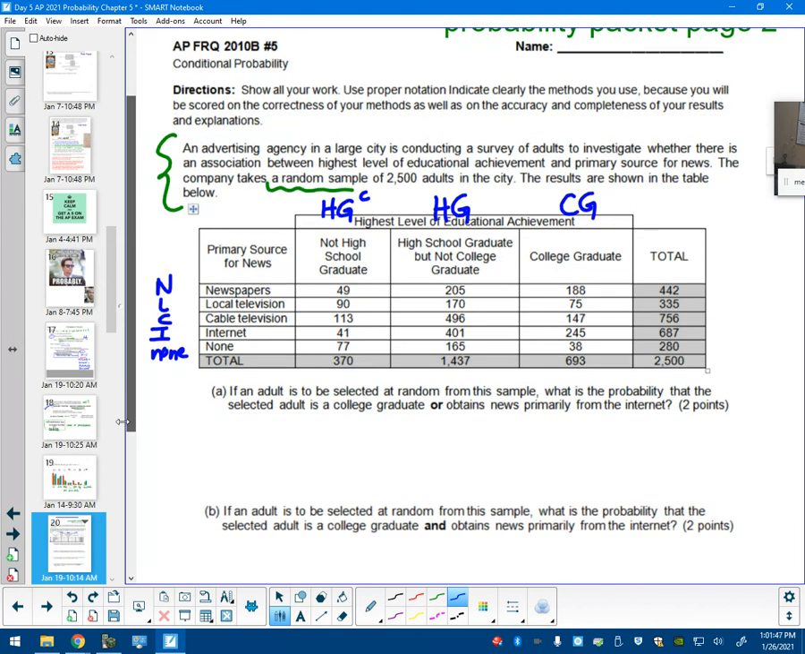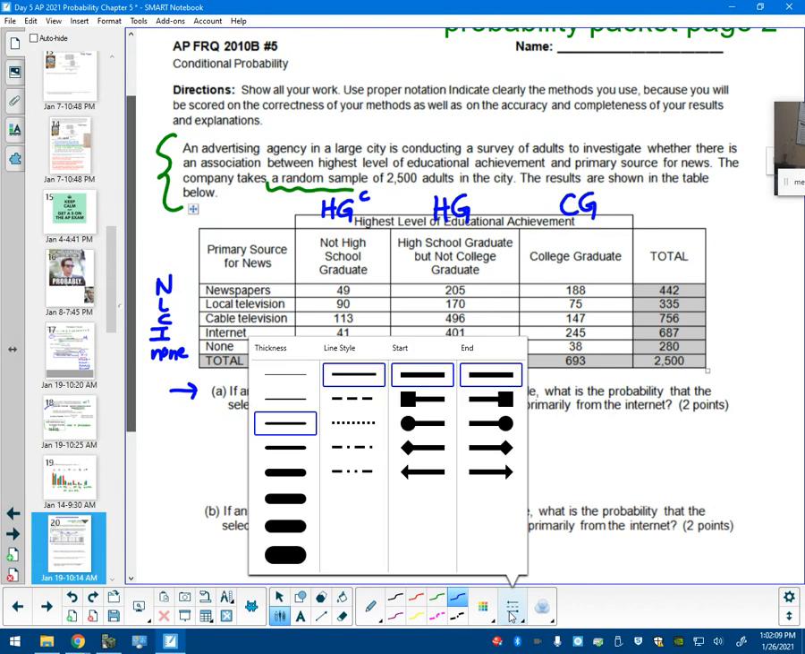All right. So, Henry, you have actually been randomly selected. You can believe that or not, but it really was random. Could you read the sentence in part A for us? If an adult is to be selected at random from this sample, what is the probability that the selected adult is a college graduate or obtains news primarily from the internet?